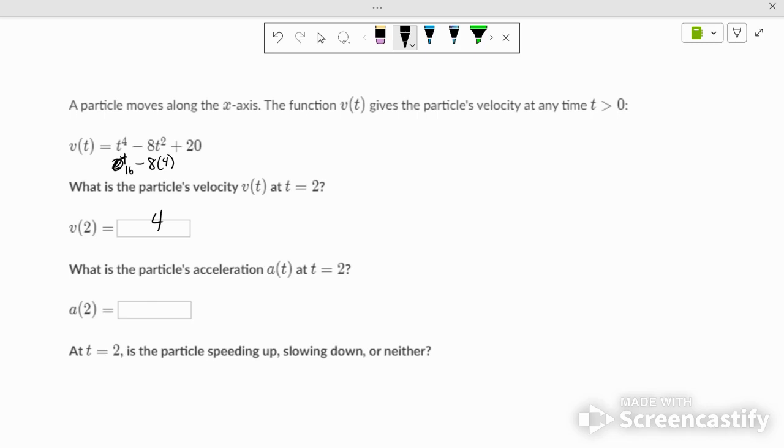What's its acceleration right there? How do we find its acceleration? Find the derivative of the velocity. So it's 4t cubed minus 16t. Then if we stick a 2 in here, it's 4 times 8 minus 16 times 2, which is 32 minus 32, which is 0. Is it speeding up? Slowing down? Actually, the velocity is 4, so it's not speeding up or slowing down. It's a constant velocity right then. So it's neither.